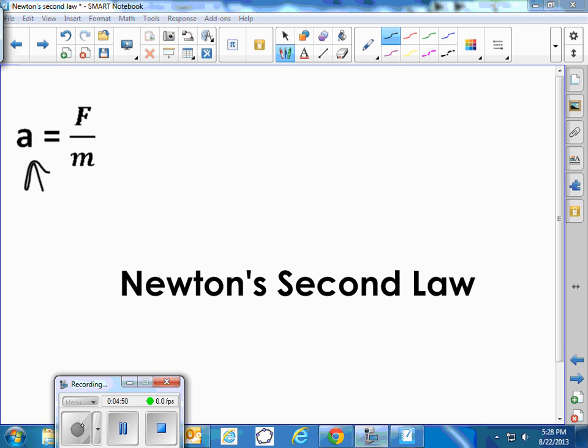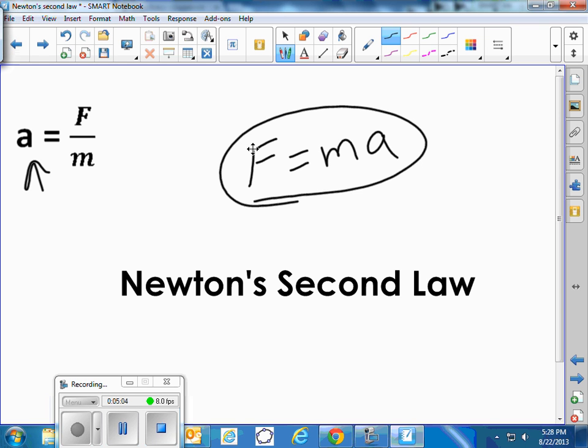So that's Newton's second law. You can memorize it like that, or you could memorize it like this, and then you can rearrange it either way you want from there. I generally memorize it like that, but either way, you only have to memorize one of those and you can use your algebra skills to come up with the other one.